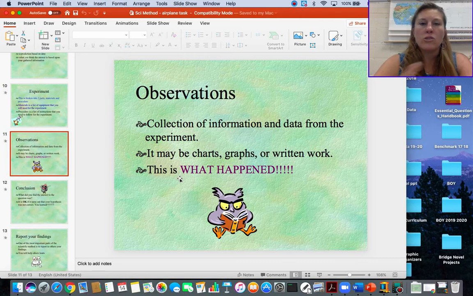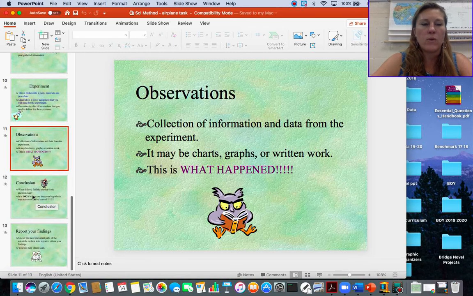Observations. Once you start doing your experiment, you're going to collect observations. Okay, that's the collection of information and data from the experiment. You'll put that data into a table eventually so you can make a graph for your experiment. It's charts, graphs, written work. That's what happened. So think of your 5 senses. Okay, you have what you saw, what you heard, what you smelled, what you touched, what you tasted. Those are all that you use for your observations. And you can record these things as well.